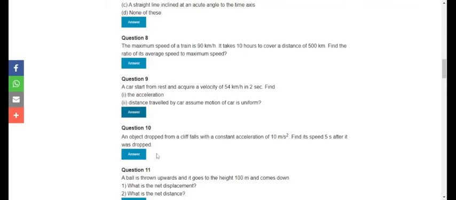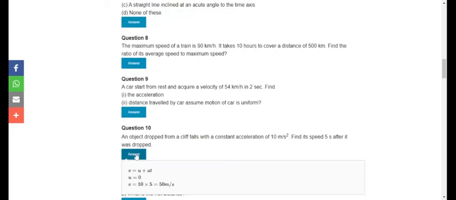Now the question number 10: an object is dropped from a cliff with a constant acceleration of 10 meter per second square. Find its speed after it was dropped. After 5 seconds it was dropped, isn't it? Find its speed after 5 seconds it was dropped.